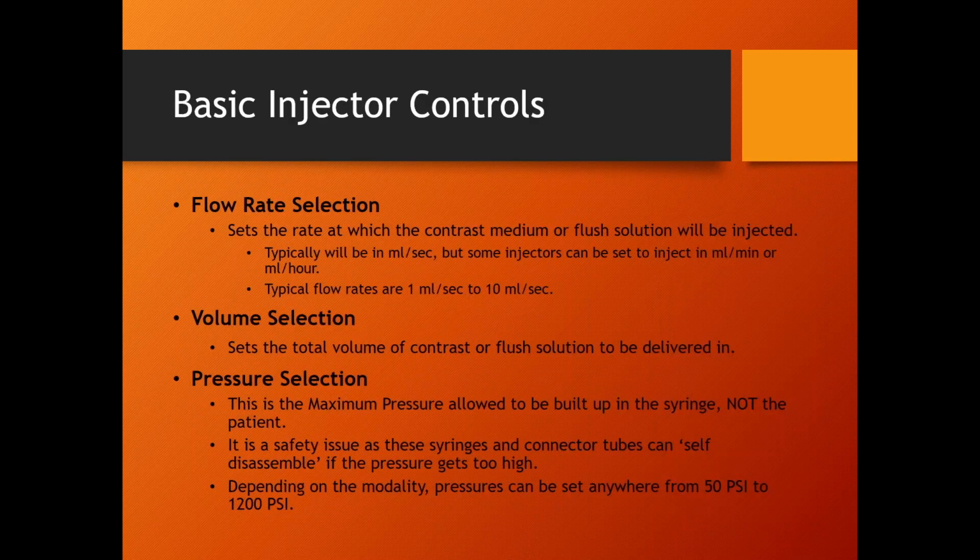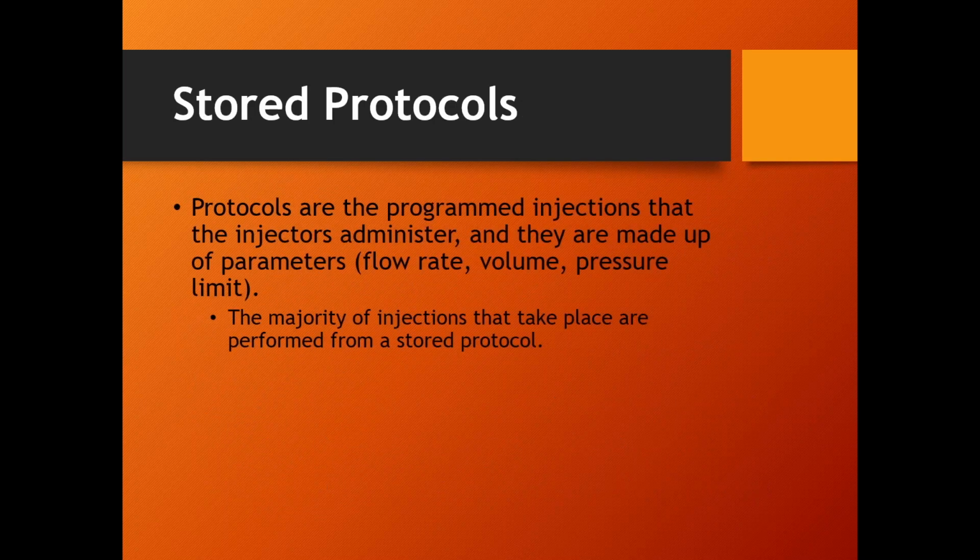We already talked about these. There's 3 things that the operator has to select before we can actually do a shot: flow rate, volume, pressure limits. Now these protocols are stored in memory. Every injector has a memory portal. A typical hospital will have 4 to 6, maybe 8 protocols stored in memory. They can all hold like 100 or something, but they don't hold that many protocols.